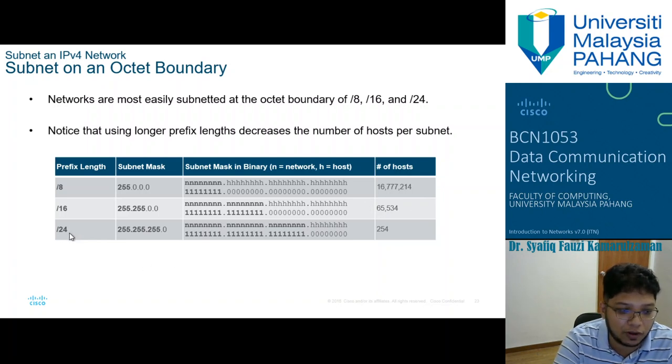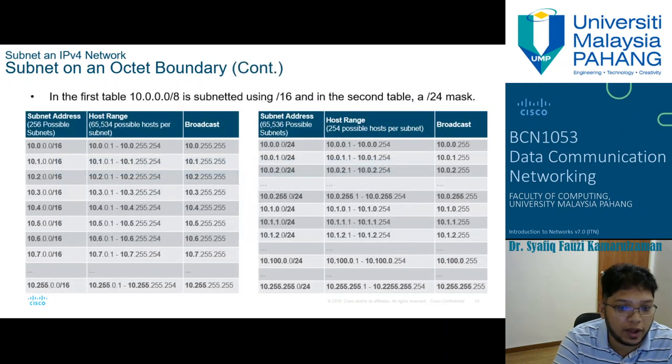For example, with /24 you have only 254 hosts that you can insert within a network. When you want to subnet on an octet boundary, for example here you have 10.0.0.0/8. This is the original IP address that you got from your internet service provider, and you subnet it until it becomes /16. /16 means that you have a lot of networks, with fewer usable hosts, compared to having only one network with a lot of hosts. So here you increase the network portion from /8 to /16. Let me demonstrate to you from my notes.